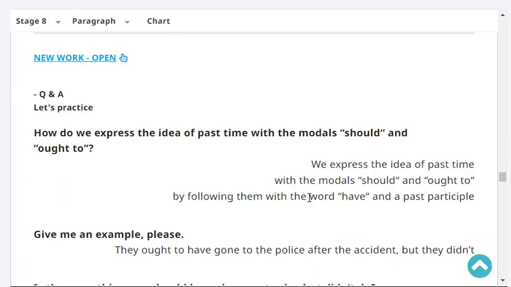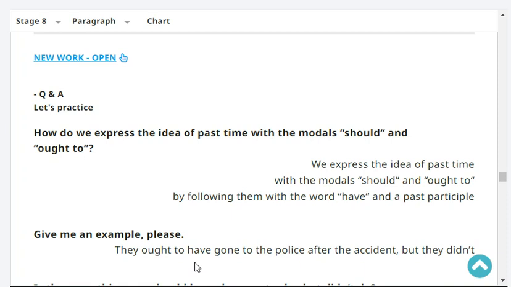How do we express the idea of the past with the modals should and ought to? We express the idea of the past with the modals should and ought to by following them with the word have and a past participle.